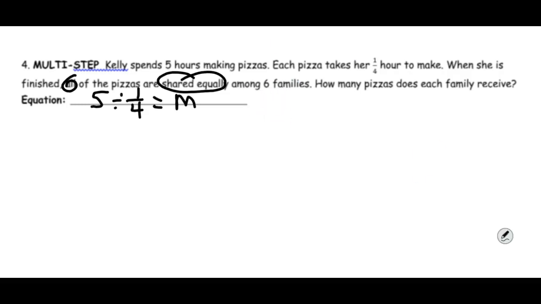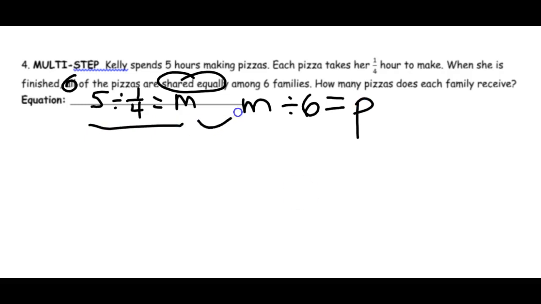Okay, so however many pizzas were made, so we're going to call that M, we have to divide by the 6 families. Okay, so I don't know what M is. I don't know how many she made. So when I'm writing my equation, I have to figure out the first part and then use that for the second part. So I have 2 variables in here. So my answer to this is going to help me figure out that. Okay, so you have to solve this part first and this part second. Okay, good luck.